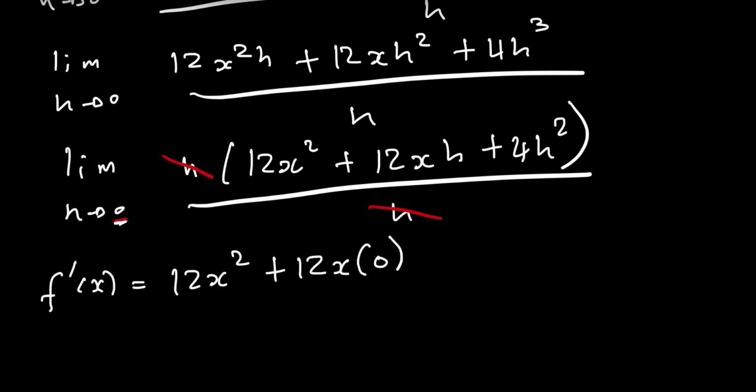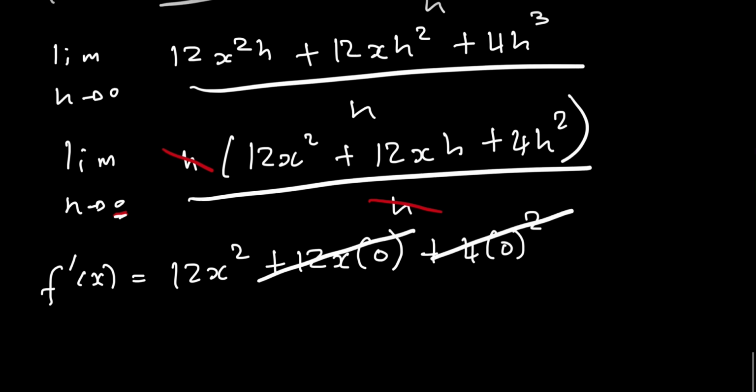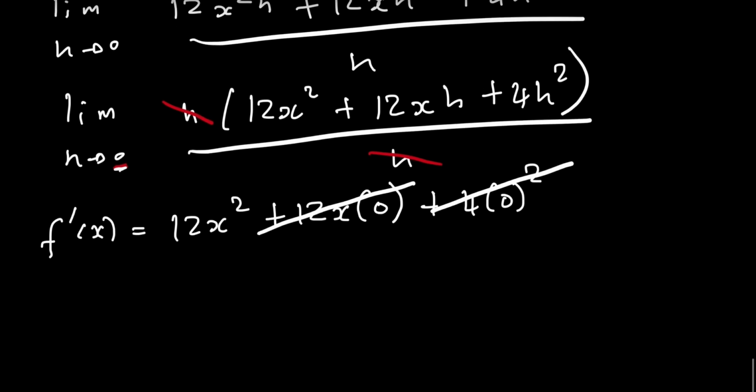And then where we see h, we put 0 plus 4 into 0 squared. So now all these things that have 0 there will just be 0. Therefore, the first derivative of the 4x cubed is going to be 12x squared. So that is how we use the first principle to find the first derivative.